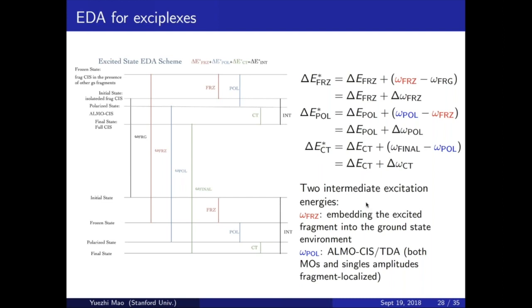And here we need to define two intermediate excitation energies, which are omega frozen and omega pol. The omega frozen can be calculated by embedding the excited fragment into the ground state environment, so the effect of the surrounding fragments is only through the Fock matrix. And the omega pol is calculated with this ALMO-CIS or ALMO-TDA model, where both molecular orbitals and the single excitation amplitudes are fragment localized.